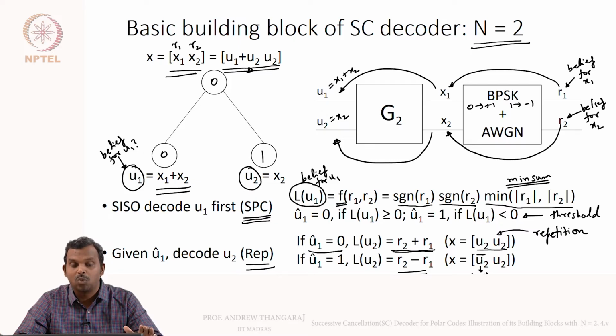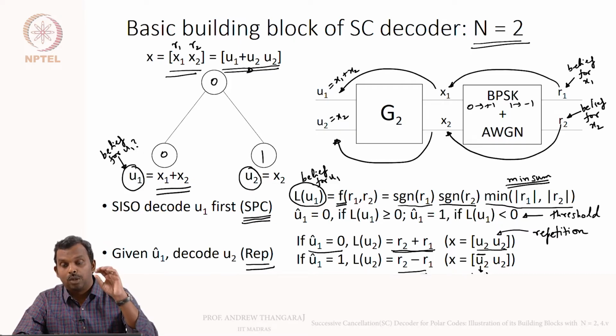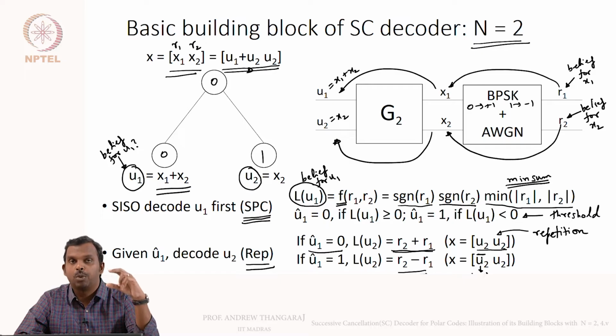Let me repeat from the top what's going on. The basic building block for the polar decoder is a successive cancellation SISO decoder for this simple n equals 2 situation, and for that the essential components are once again the single parity check and the repetition. The single parity check is sort of obvious, only the extrinsic matters, and it comes down from just u1 being x1 plus x2.